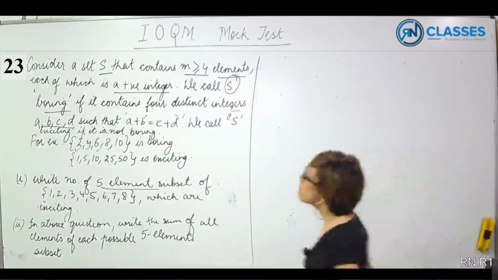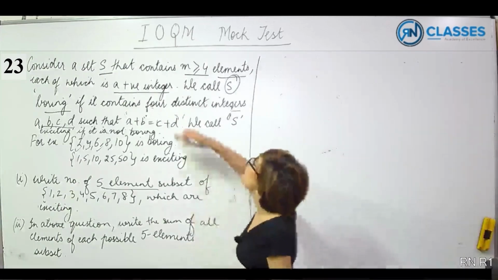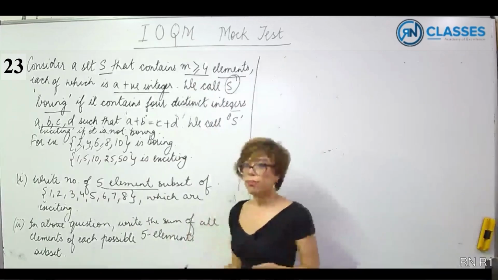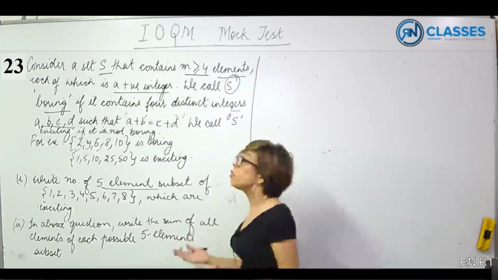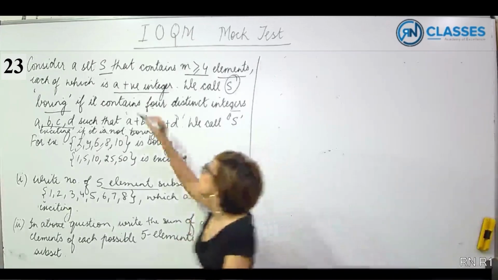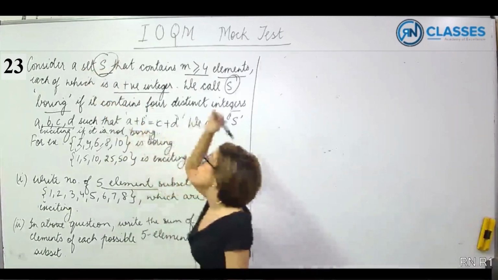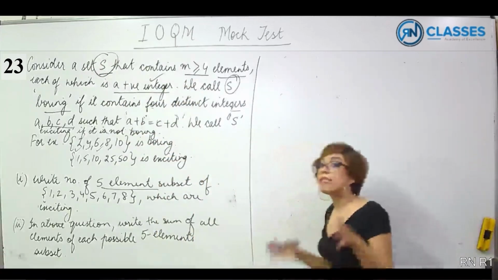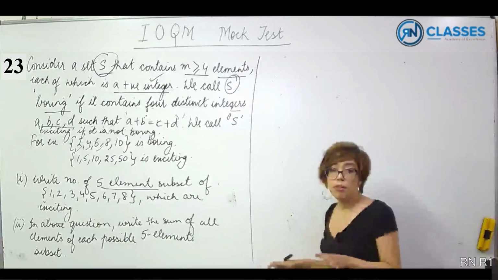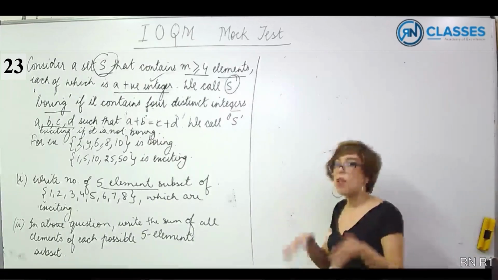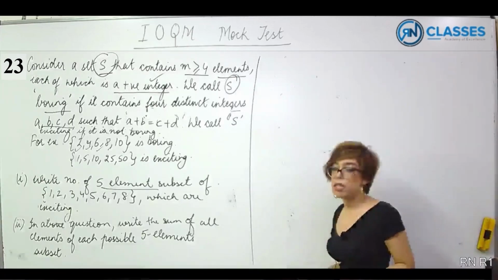Now he says, consider a set S that contains m greater than or equal to 4 elements. Right? So that means the number of elements should be greater than or equal to 4. It can be 4, it can be 5, it can be 6, and so on. So we're talking about such a set. And obviously each of these numbers is a positive integer. Right? And since it is a set, obviously the numbers cannot be equal to one another. The numbers have to be distinct. So that means 4 elements, all 4 numbers have to be distinct. 5 elements, 5 numbers have to be distinct.